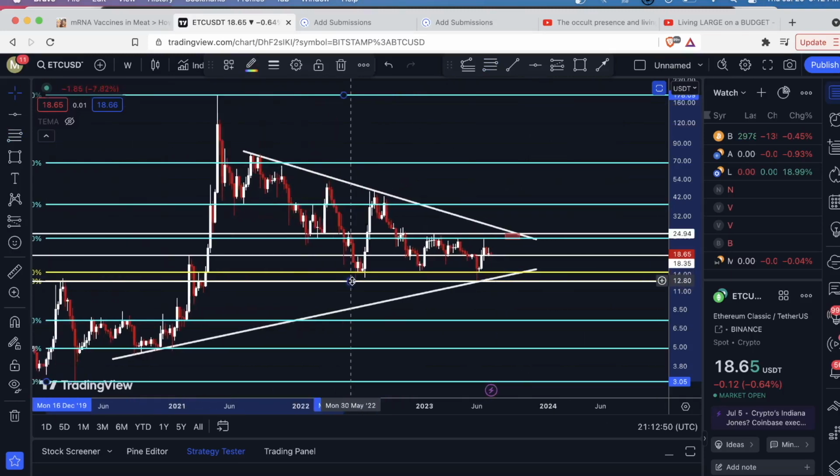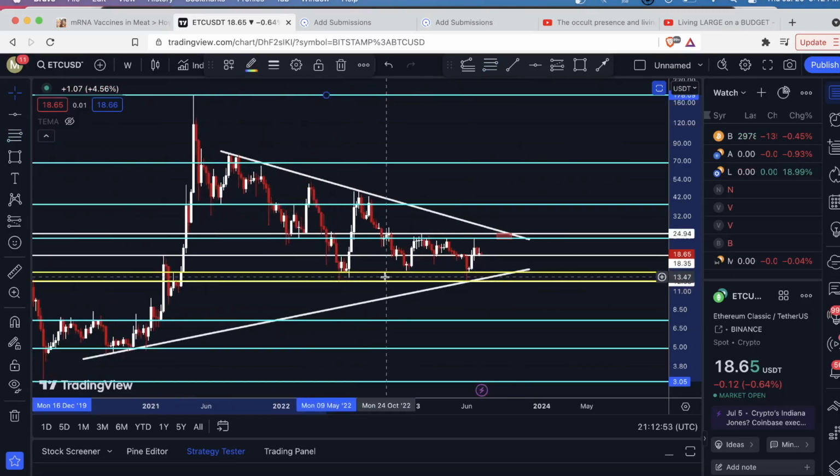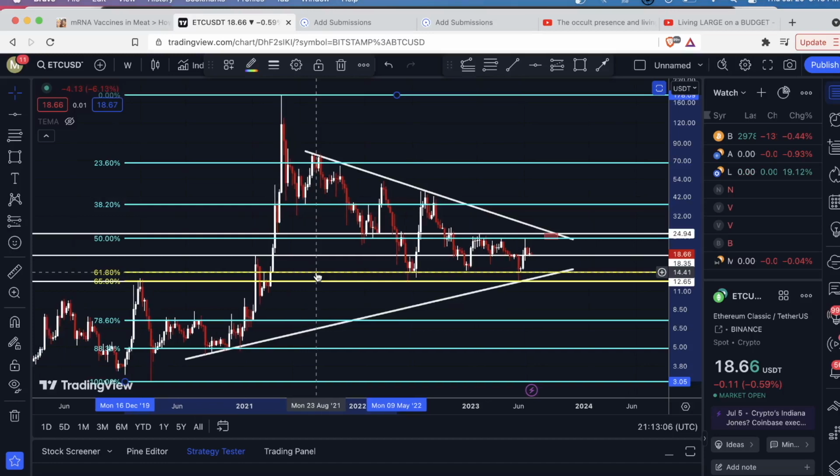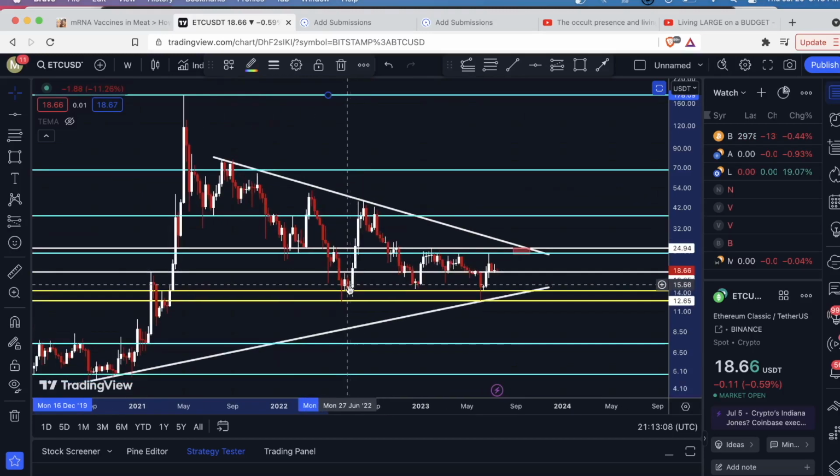I mentioned this in a few different videos. This is called the golden pocket, and this is the 61.8 fib retracement level, probably the most significant retracement level on the Fibonacci. Very, very strong. And you see basically we would wick down, but the bodies would close above the 61.8.